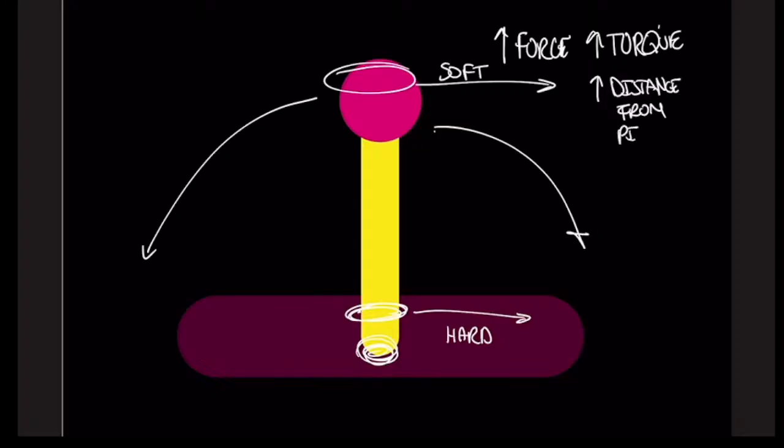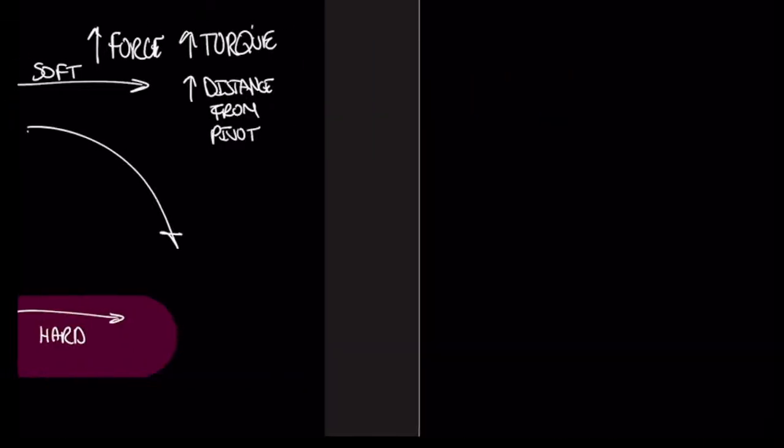And like I said, if we are close to the pivot, then it's going to be really hard. We're going to get smaller torques. If we have higher distances, then we're going to get greater torques.